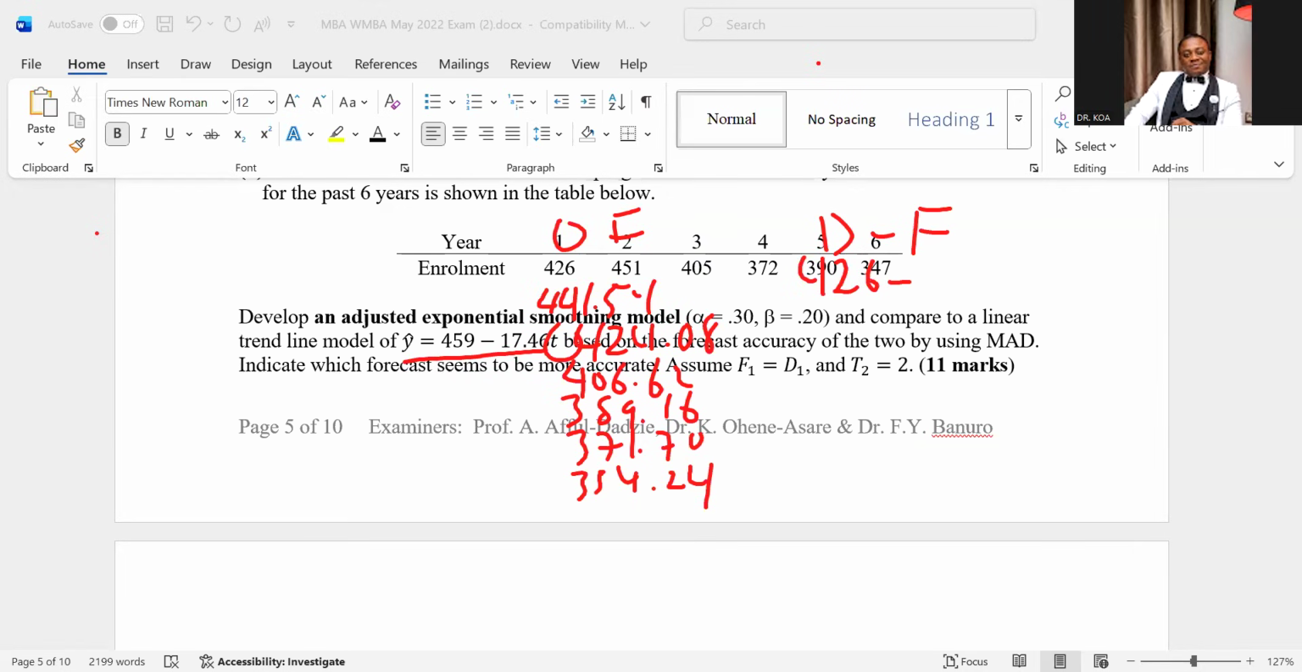And the forecast was 23? This was the first period. 441.54. No, it can't be 441. That is 426, the same 426. Oh, wait. The first one should be 441. It should be 441.51.